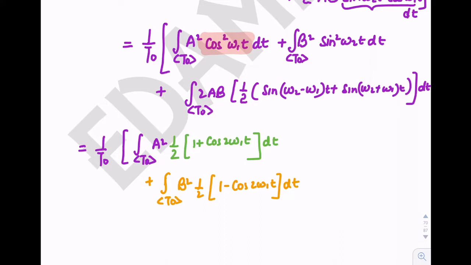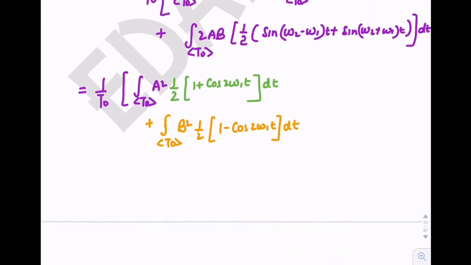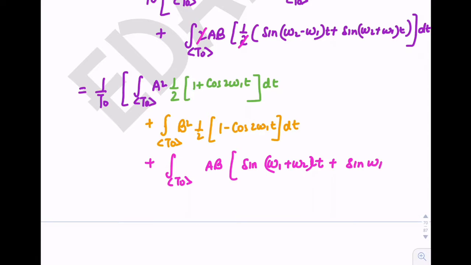Now the third term can be written as plus integration over time period 2AB. So 2 and 2 will cancel out, so I will remove the 2 here. Now this is sin of (omega 1 plus omega 2)t plus sin of (omega 2 minus omega 1)t, dt.